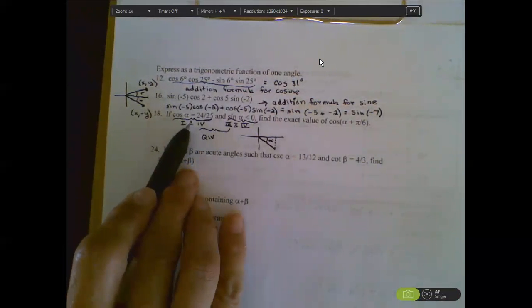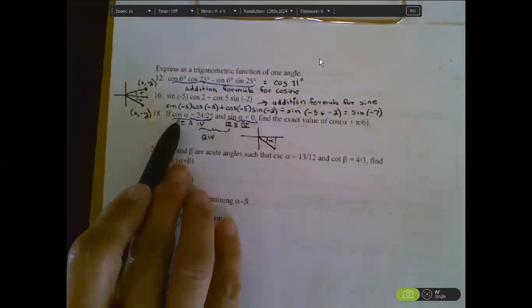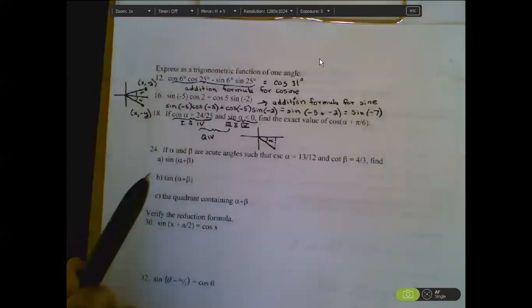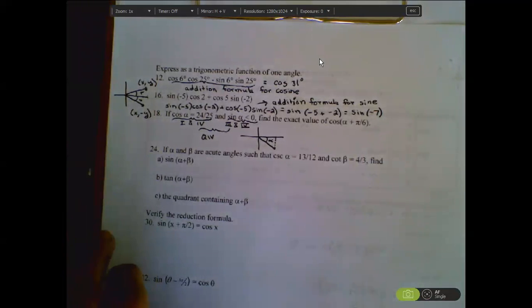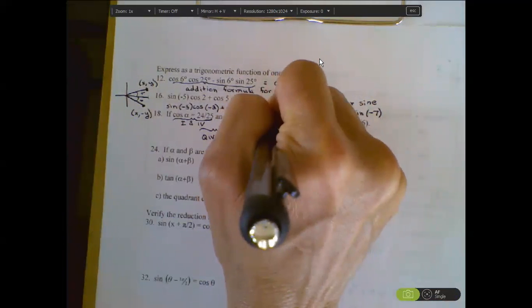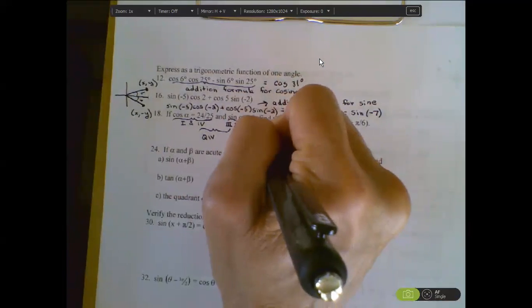Using the words opposite, adjacent, and hypotenuse, what does cosine give you? The definition of cosine in terms of opposite, adjacent, or hypotenuse. Cosine is adjacent over hypotenuse. All right, that means 24 is the side adjacent to alpha, and 25 is the hypotenuse.